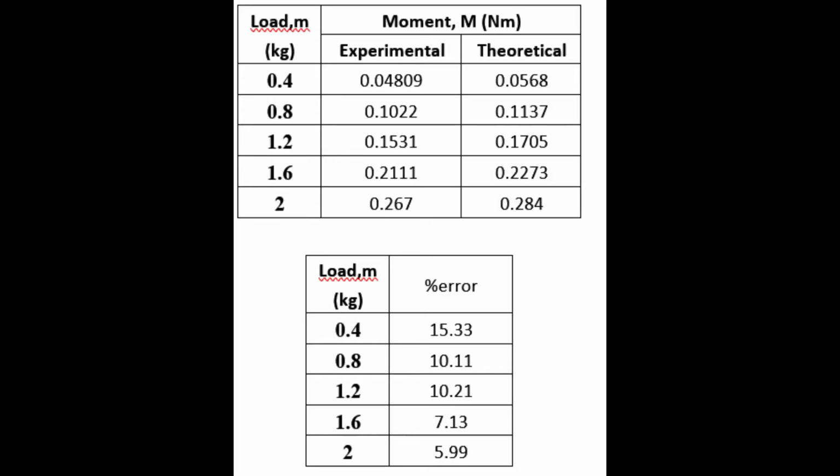Referring to the table above, using the theoretical formula, the results are different compared to the experimental data. This is because the theoretical formula takes gravity into account and the experimental does not. The moment of inertia of the system increases as the load increases. Hence, we can conclude the bigger the mass, the bigger the moment of inertia. There is a slight difference in the percentage error. This may be due to less accurate measurement.